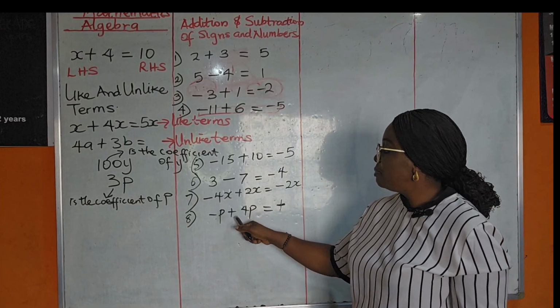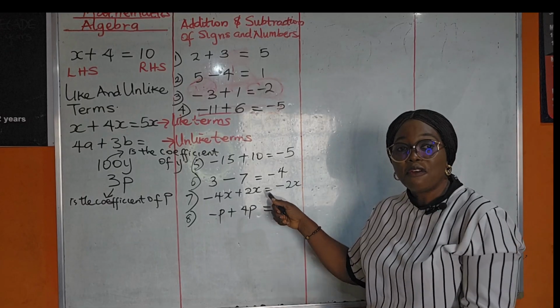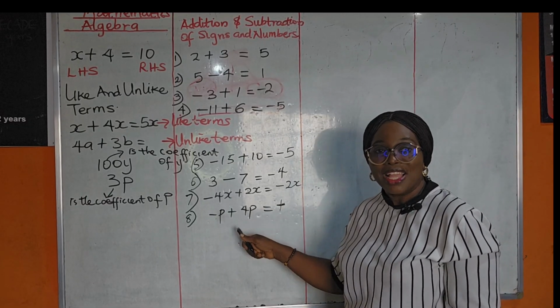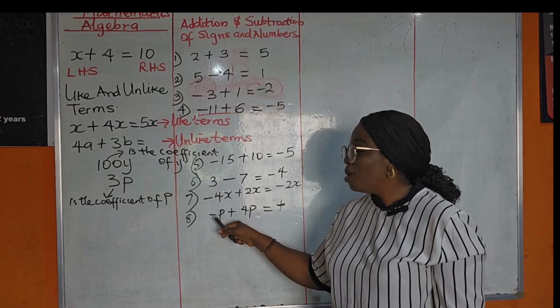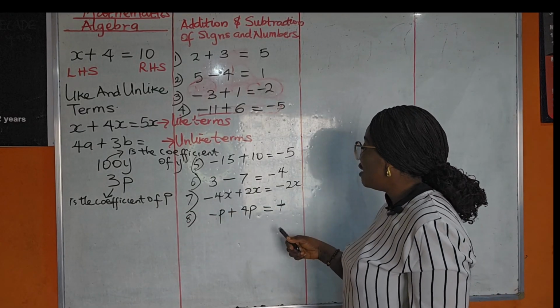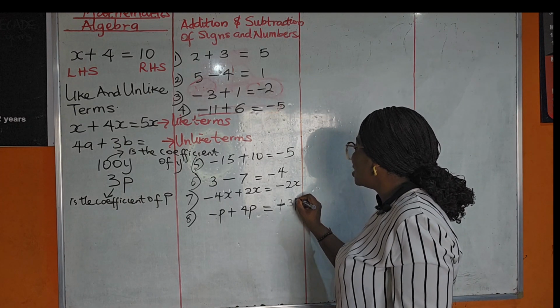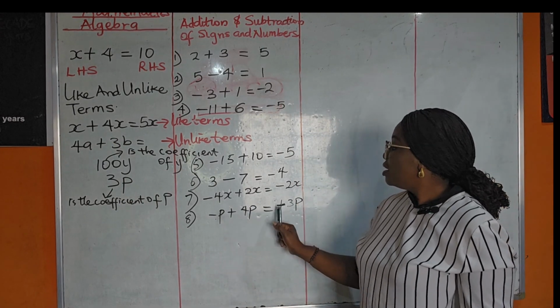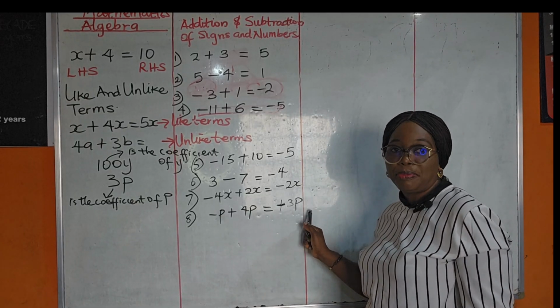So minus p plus 4p, you have 4 pencils. P for pencils. You have 4 pencils and you're owing someone 1 pencil. So if you give out the 1 pencil you have, you're going to be left with what? 3 pencils. 3p. So the answer here is plus 3p.